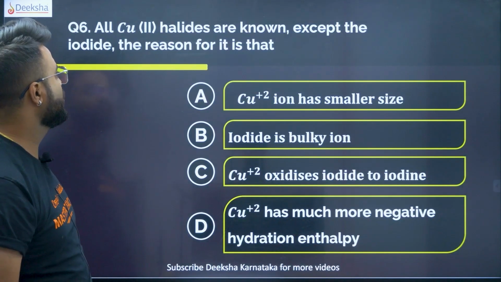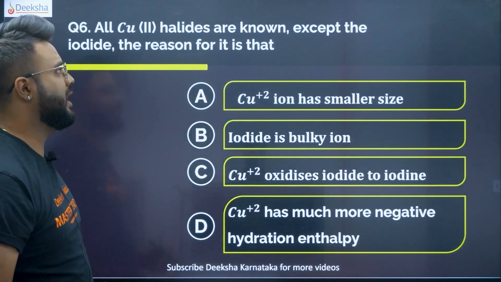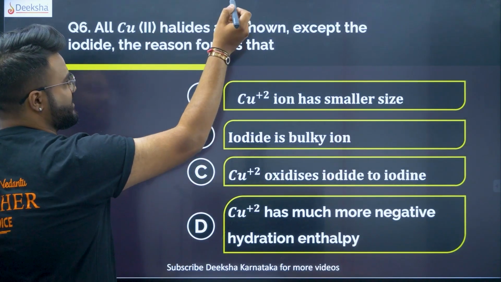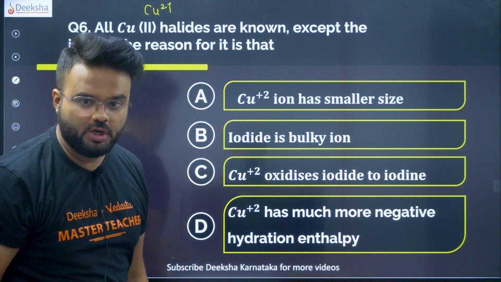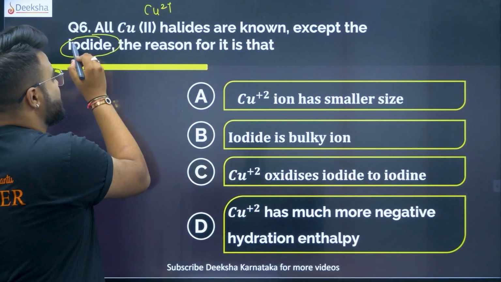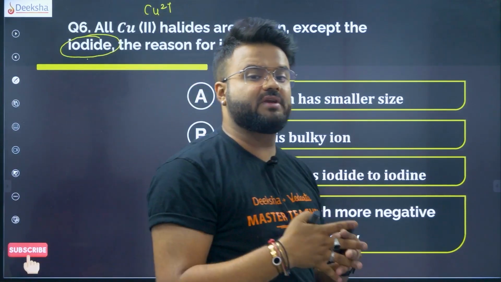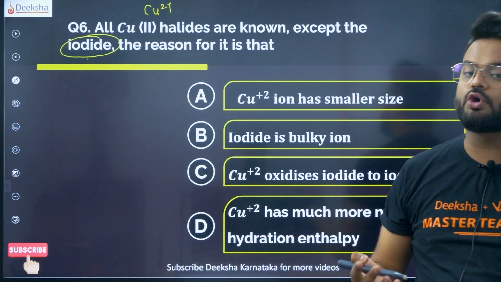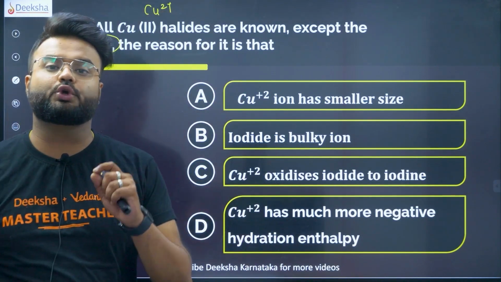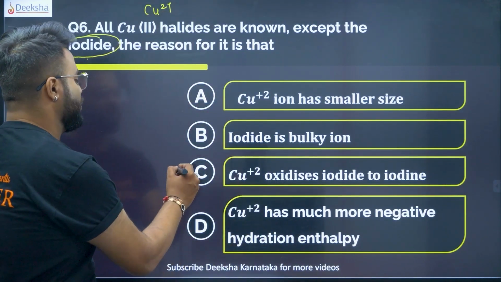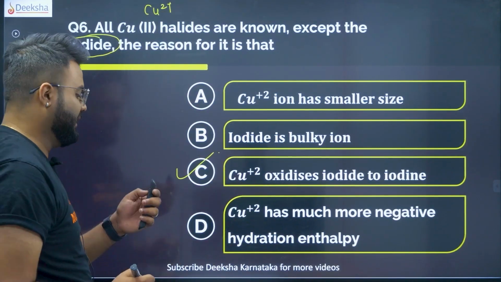Now coming back to the question: all copper 2 halides are known, that is, Cu2+ halides are known except iodide. Why is it not iodide? Why is iodine not joining with the copper? Because copper oxidizes iodide to iodine. So option C will be your correct answer.